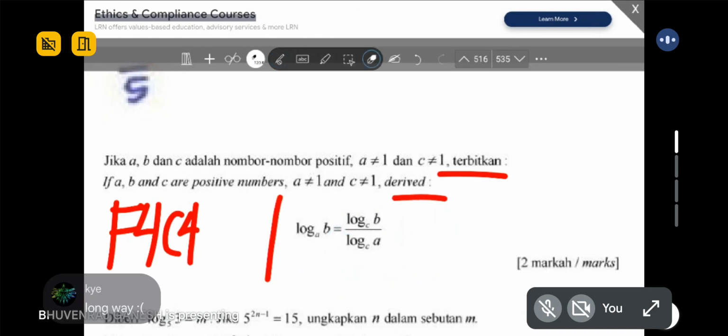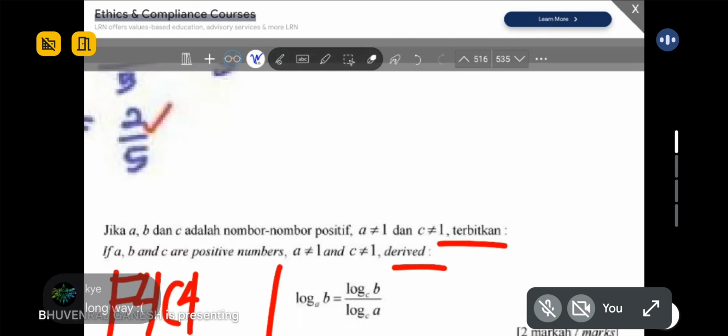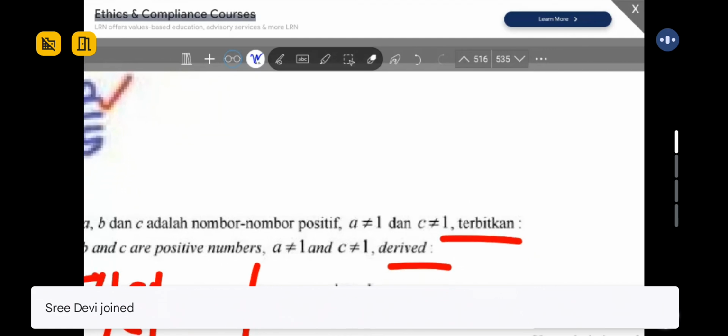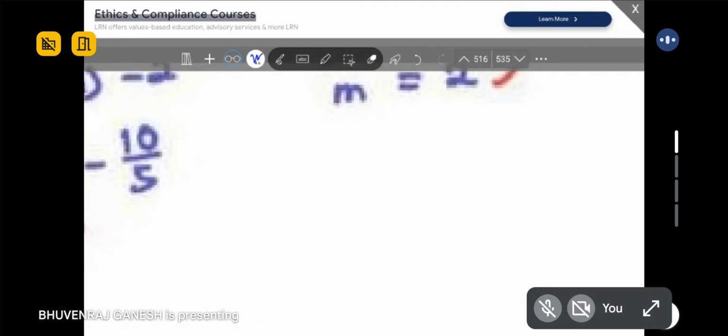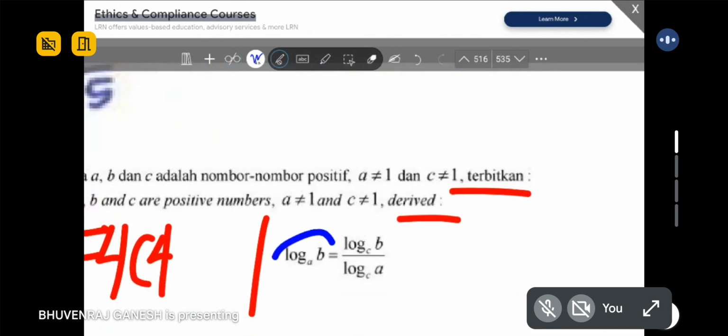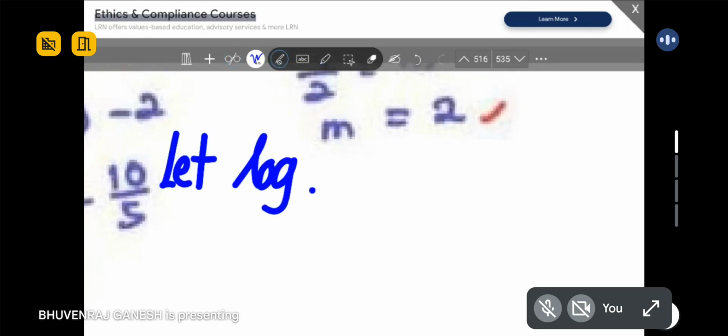So no one knows. Okay, so I explain to you guys if you don't know. Very simple, guys. First step, listen carefully if the question comes out in the exam. First step, you guys must do an assumption. You let this one equal to x. Log_a b, you let it equal to x.